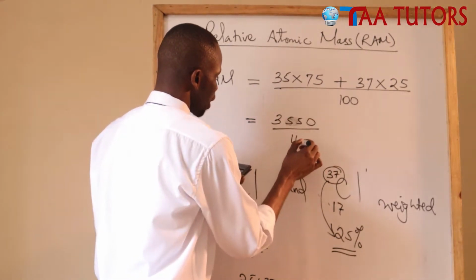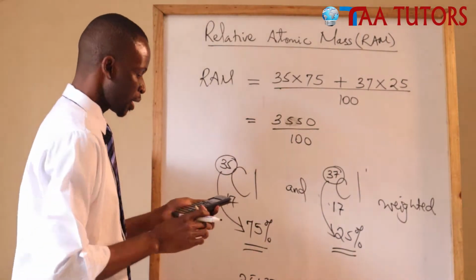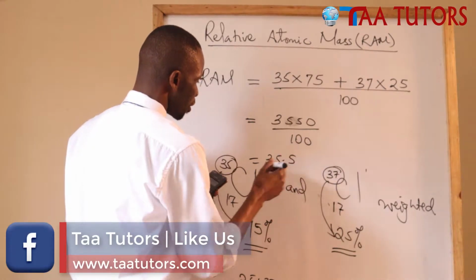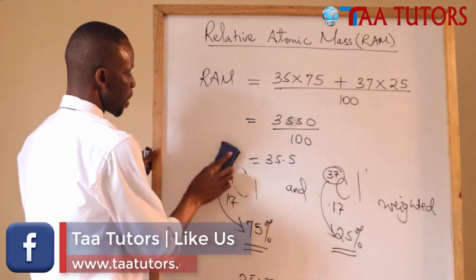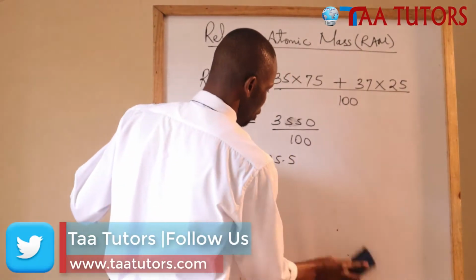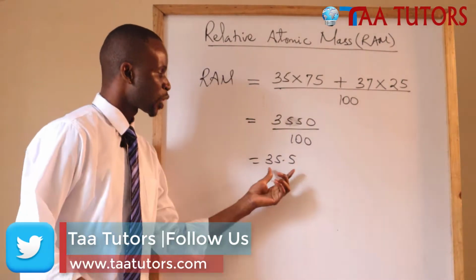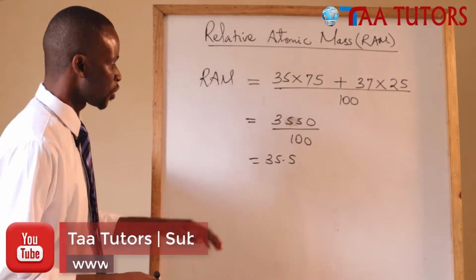3,550 divided by 100. I divide by 100, I get 35.5. This is the relative atomic mass of chlorine. And this mass here, we don't have units because relative atomic mass is a ratio. So we don't indicate any unit. It is just a number, 35.5.